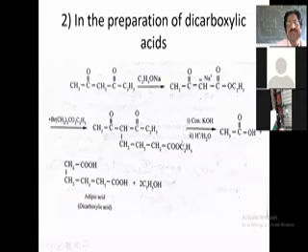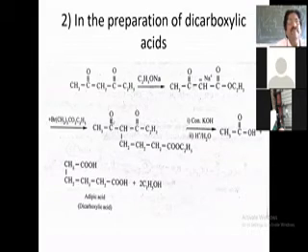There is not much difference in the reaction, only that this CH2, CH2, CH2, COO, CH2 is linked here, and then you treat with KOH followed by acid hydrolysis. The two things take place here: one is the KOH and then the acid hydrolysis. So you get adipic acid. That is the preparation of dicarboxylic acids.